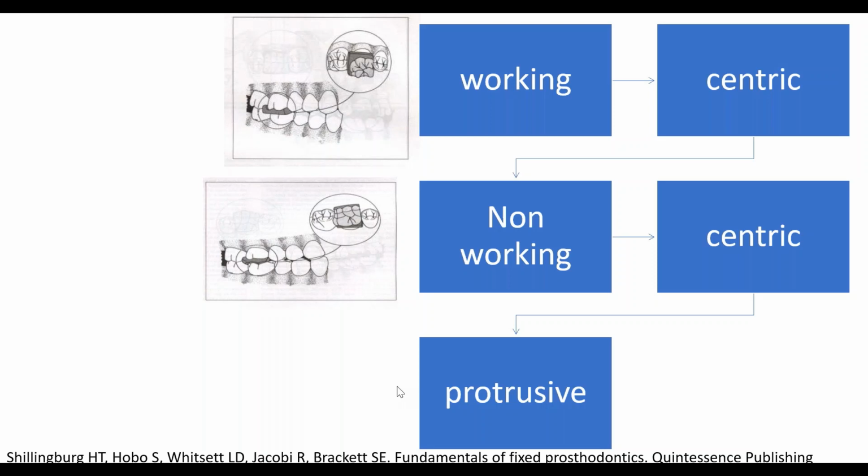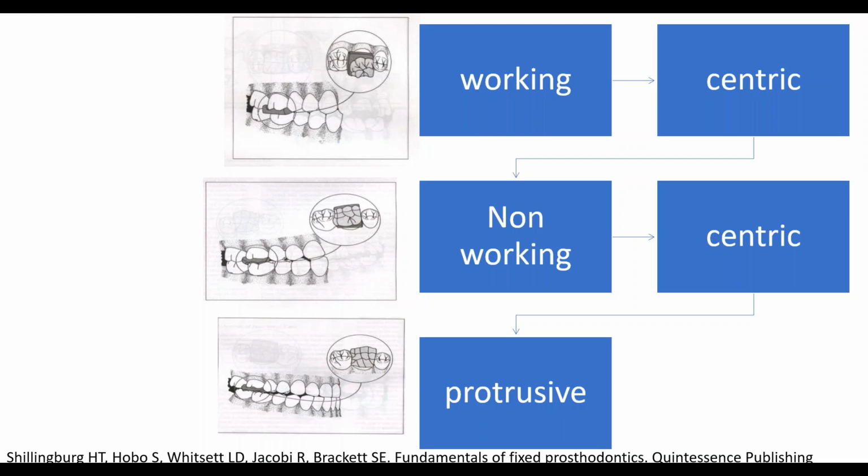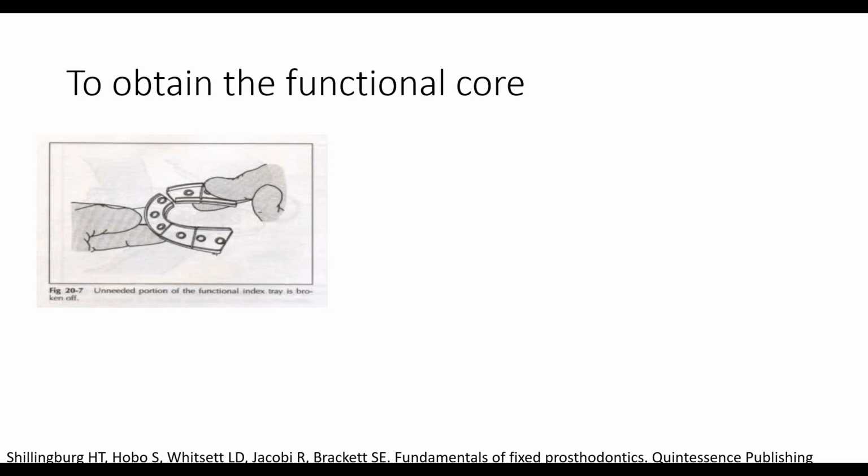Once the non-working side registration is recorded, the patient is again asked to move the mandible to the centric relation position. From the centric relation position, the patient is guided in the protrusive motion, and again to the centric position. All these movements are recorded on the tacky wax applied on the tooth, and the functional core can be obtained with the help of an impression of this tacky wax.